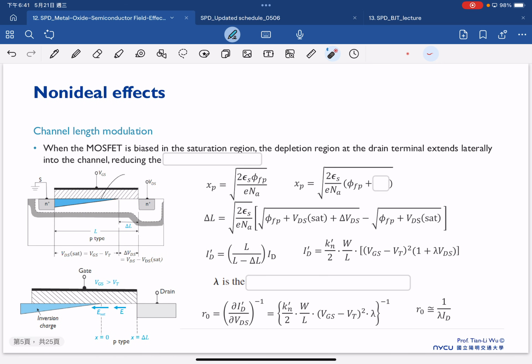And then the next non-ideal effect is what we call channel length modulation. Channel length modulation happens when the MOSFET is biased in the saturation region, and the depletion region at the drain terminal extends laterally into the channel, in the end reducing the effective channel length.